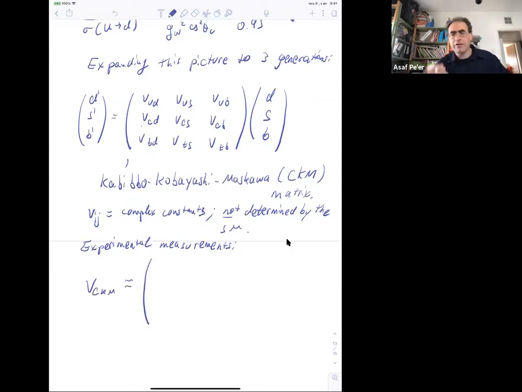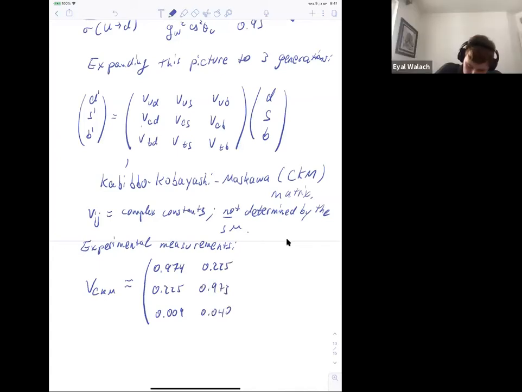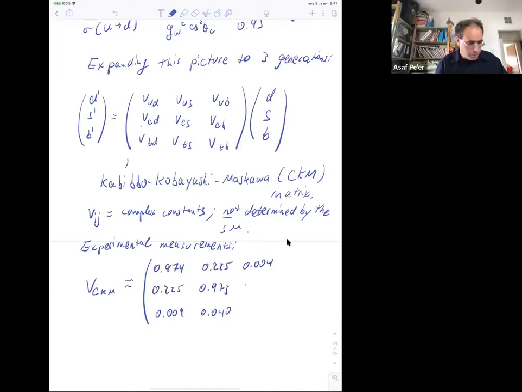Obviously the diagonal, which represents interactions within the same generation, is the highest, right? So it's going to be 0.974, 0.225, 0.009. Then 0.225, 0.973, and 0.040. Then 0.004, 0.041, and 0.999.